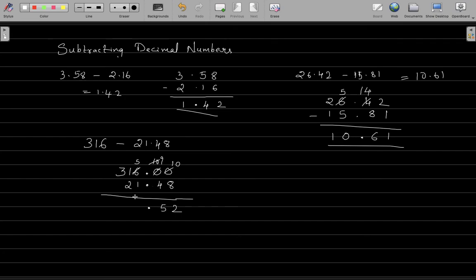Point, keep the point in the same line. 5 minus 1 is 4. This is 2 and 1 becomes 11. 11 minus 2 is 9 and this is 2. So you end up with this answer as 294.52.